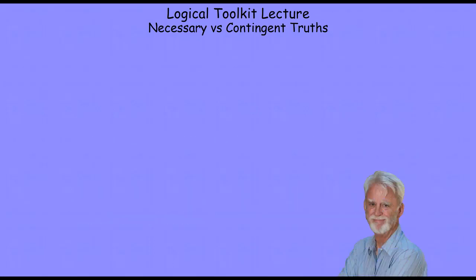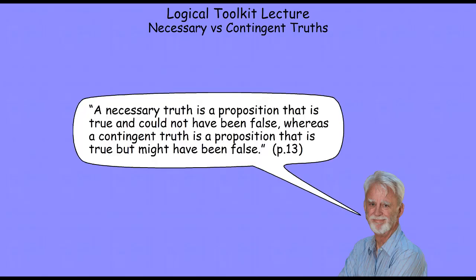Another important contrast that Perry and his authors point to is the distinction between a necessary truth and a contingent truth. So they tell us on page 13, a necessary truth is a proposition that is true and could not have been false, whereas a contingent truth is a proposition that is true but might have been false. So 7 equals 7, that's a necessary truth. Wallace is your philosophy instructor, that's a contingent truth. It could have been someone else.